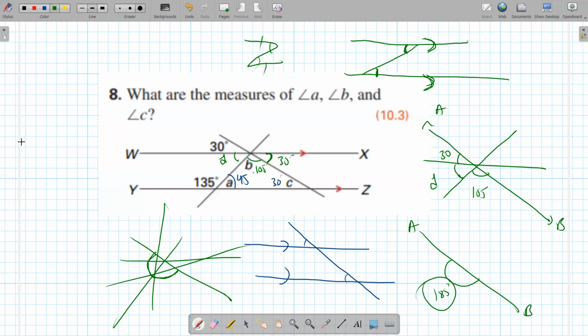Another way of looking at that, 30 is because this angle and this angle are opposites, right? You see this up here? This down here, they're opposites, so opposite angles are equal, so we can also deduce that it's 30 that way. All right, let's move on.